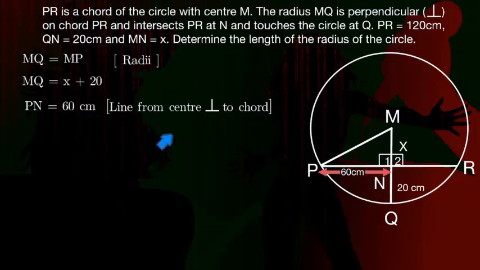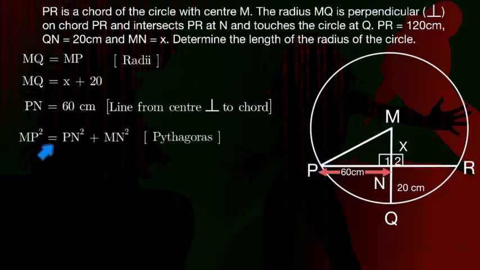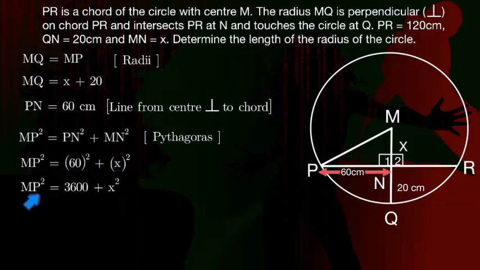Now I'm going to use Pythagoras because I've got the length of this side, I've got the length of that side as X, so I can determine the hypotenuse in terms of X. So to get the hypotenuse MP, I'm just going to write MP squared is equal to PN squared, which is the base here, plus MN squared, which is the height here. Now I do substitution and I write MP squared is equal to 60 squared plus X squared. So MP squared is equal to 3,600 plus X squared.